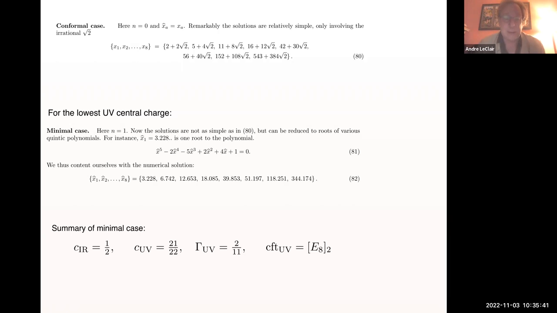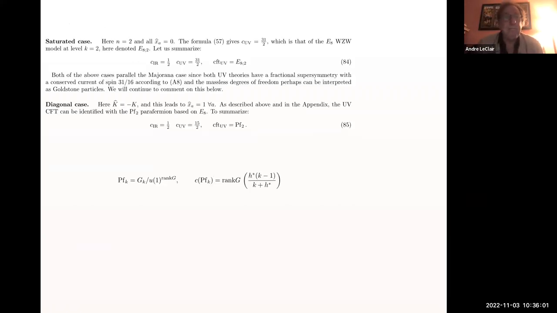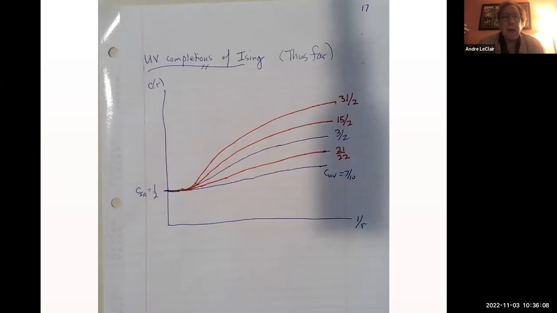based on cosets, okay? And because of that, we know the dimension of the relevant operator in the ultraviolet that pulls you out of the ultraviolet turns out as 2/11. And we identify this ultraviolet conformal field theory as E8 coset. Okay, let me skip the E8. Well, let me skip that slide.